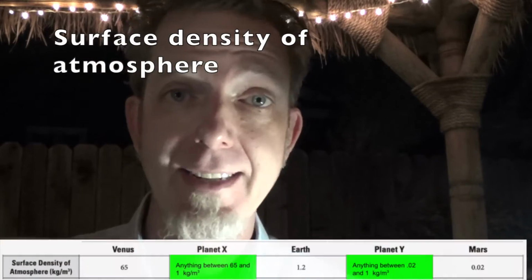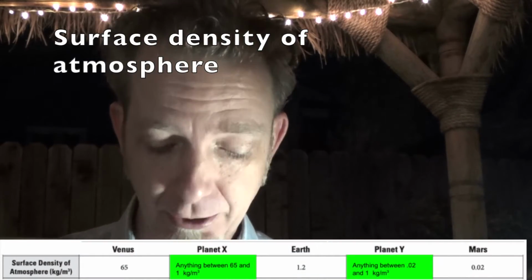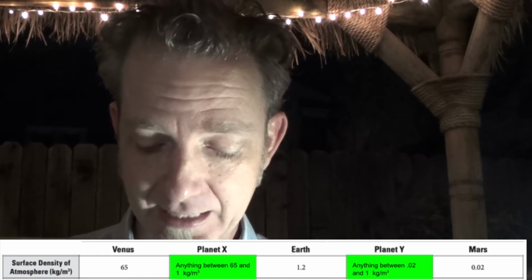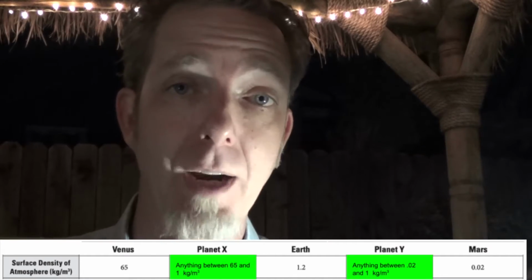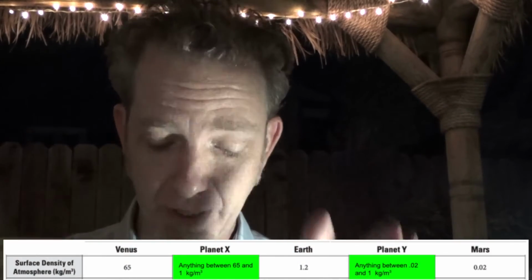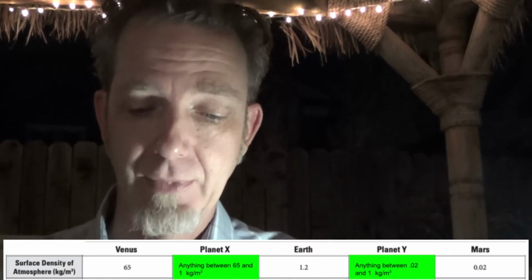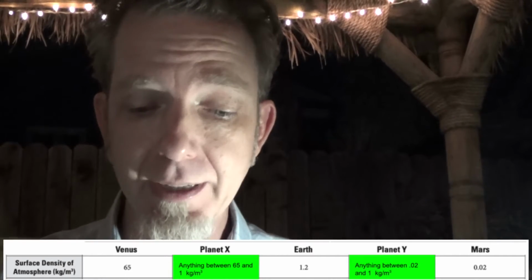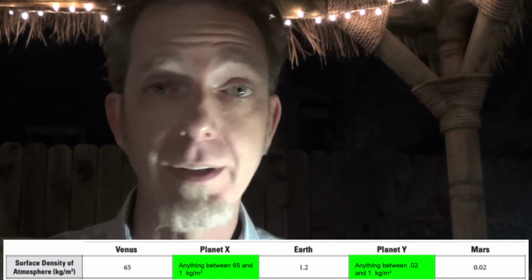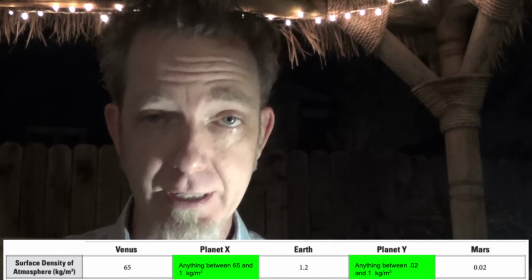Next, surface density of the atmosphere. For planet X, you're going to write down anything between 65 and 1 kilogram per cubic meter. Choose somewhere in that range. For planet Y, you're going to do something between 0.02 and 1 kilogram per cubic meter. Those are your choices. Pick somewhere in there.